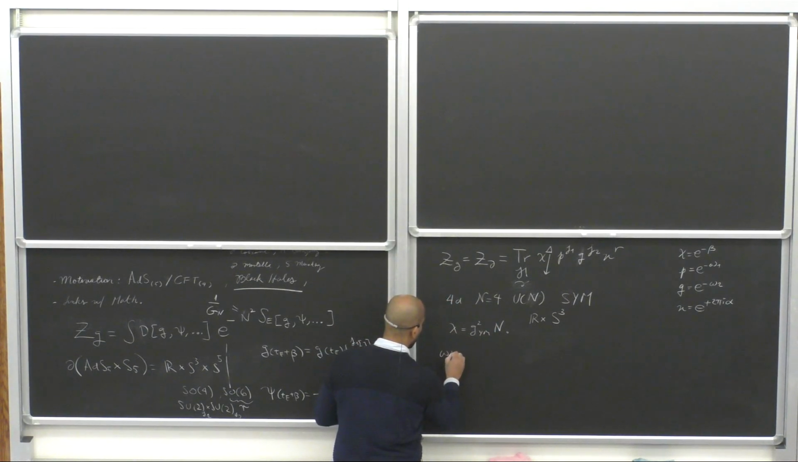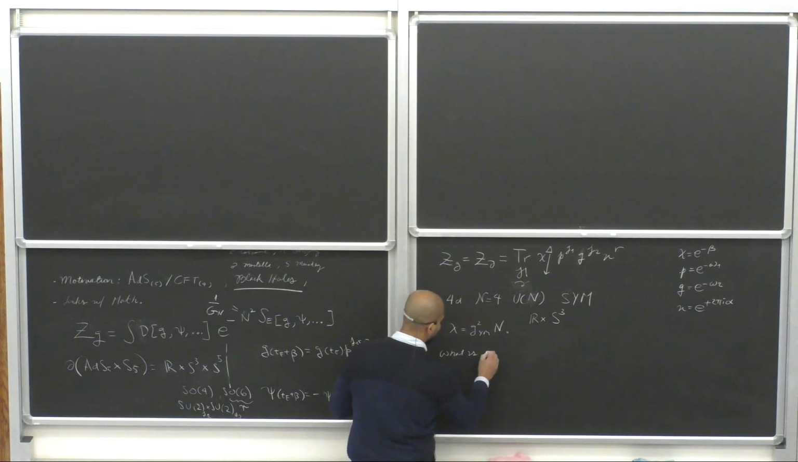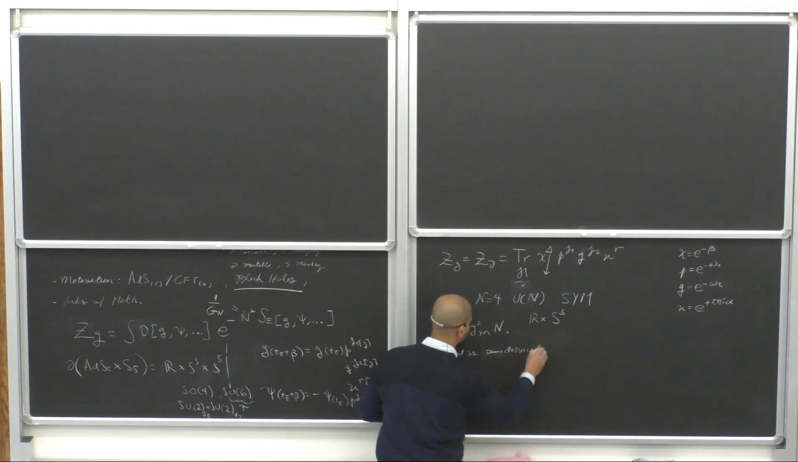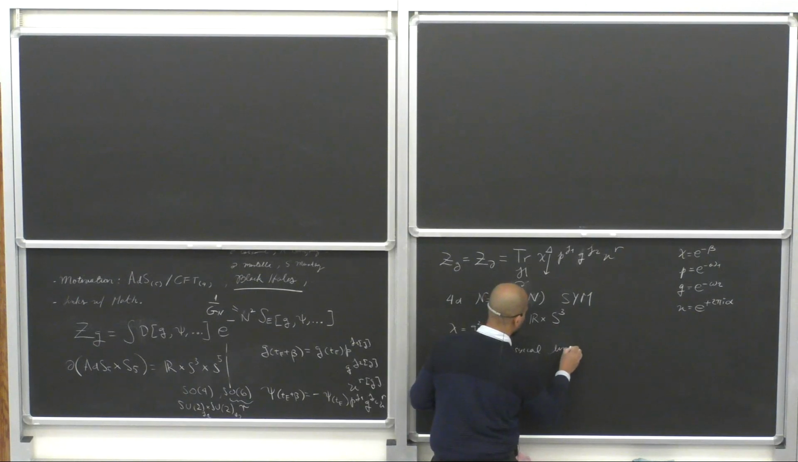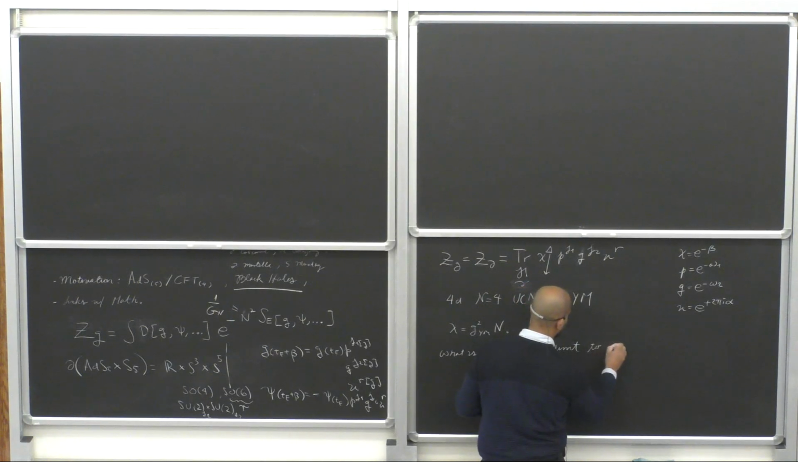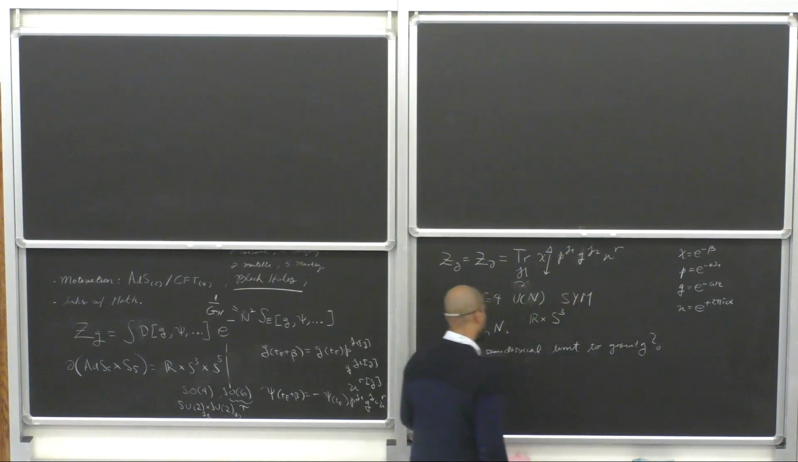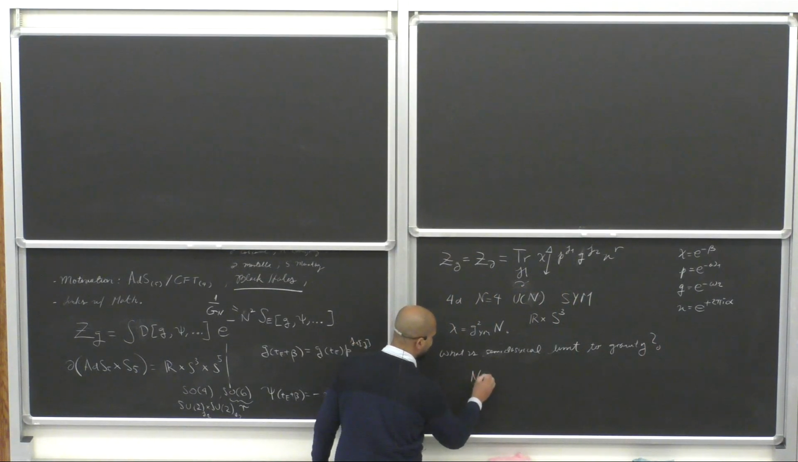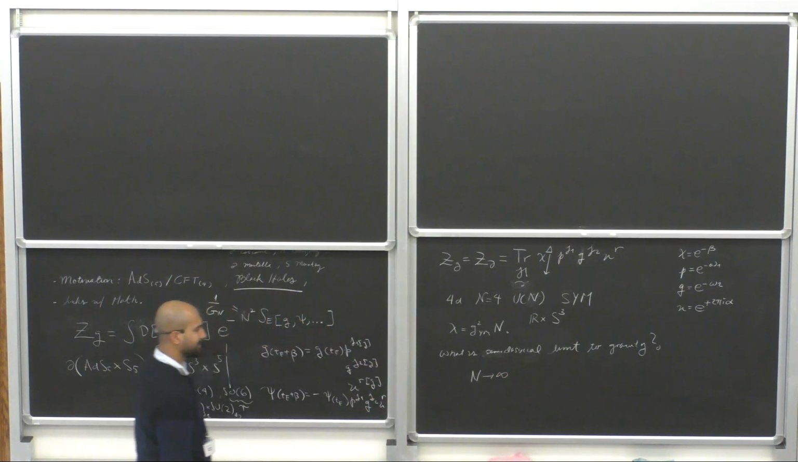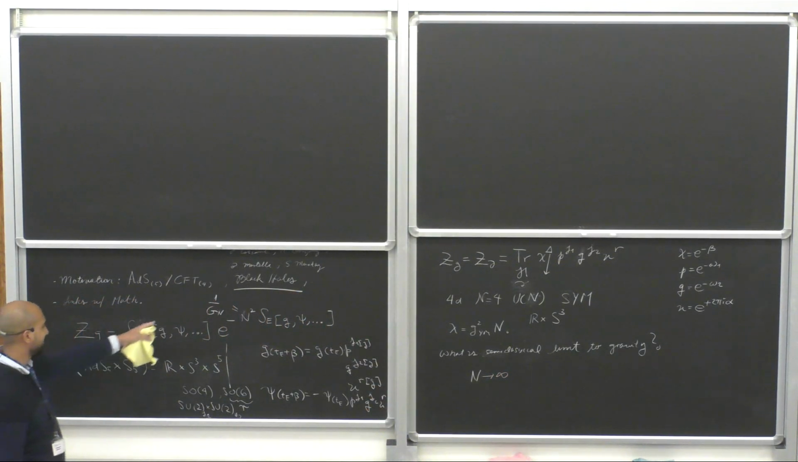So one question is, what is a semi-classical limit in gravity? And the naive answer is just simply take N to be much larger than one. Informally, take N to infinity. Okay? Meaning G Newton to zero. Okay?